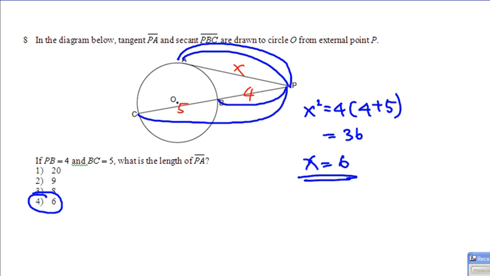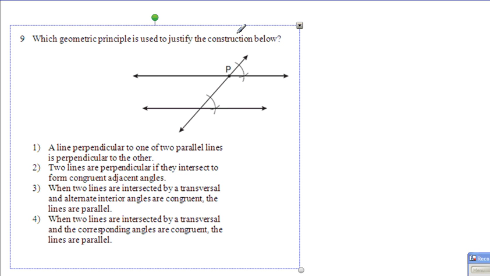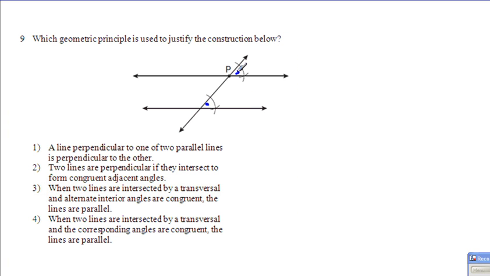Alright, there it goes, number 6. Now, here, which geometric principle is used to justify the construction? Now, here it looks like a parallel line, but you see that this angle and that angle, we're talking about corresponding angles to be congruent to each other so that it will be a parallel line. Now, the only statement that contains the corresponding angles being congruent, therefore those two lines being parallel, it will be choice 4.